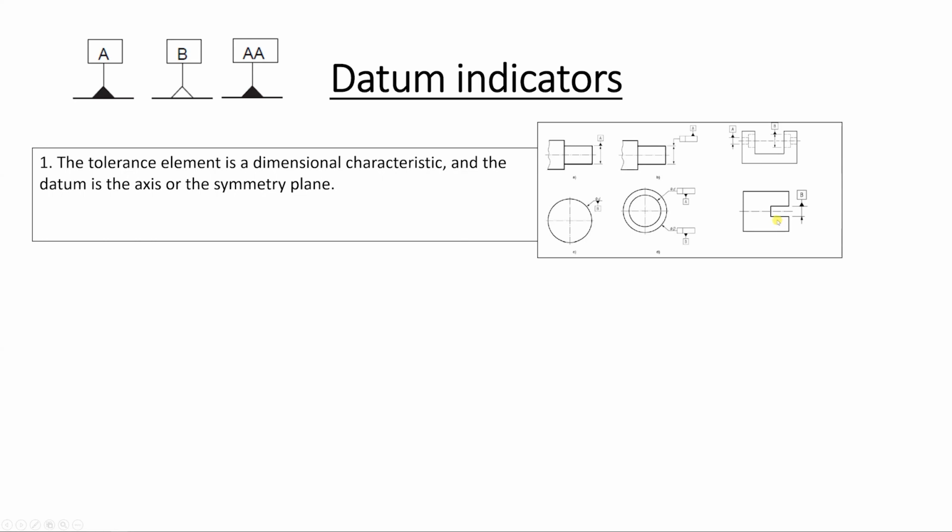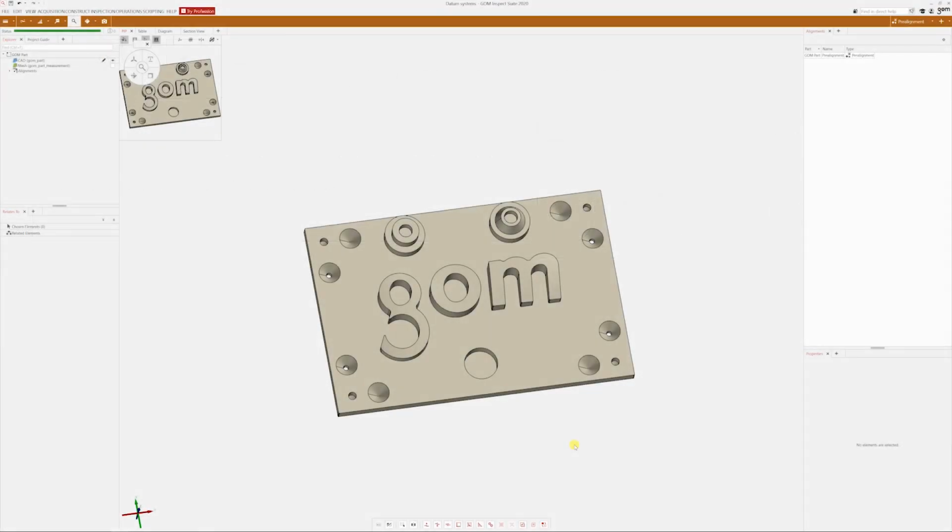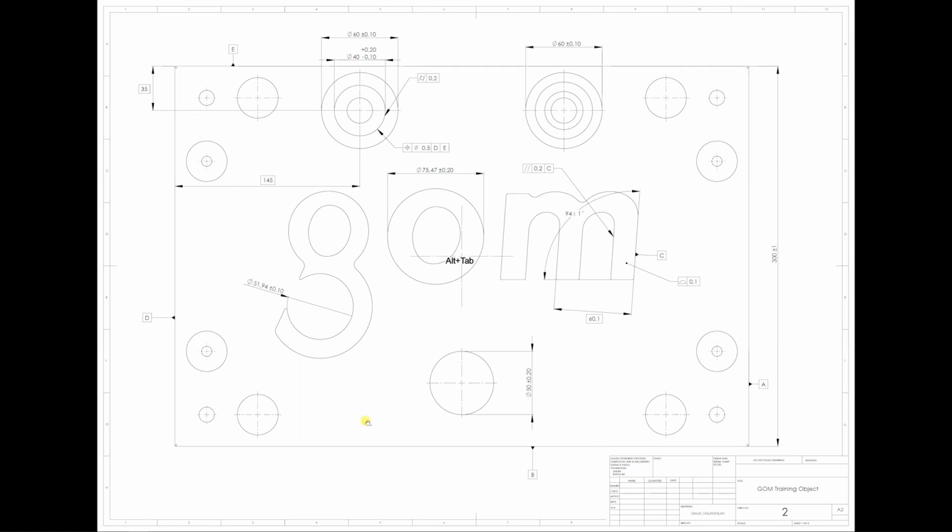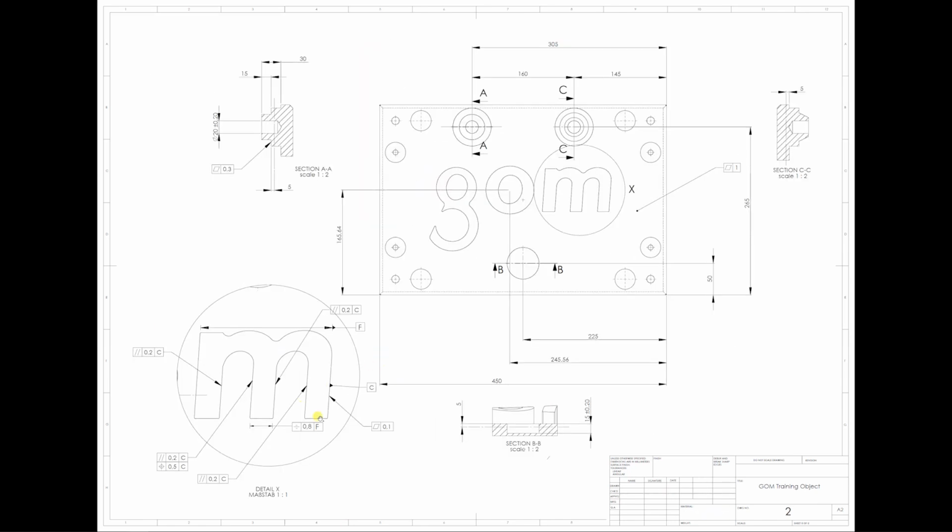Okay, so let's see an example of this done in GOM. For the first example, where the toleranced element is the dimensional characteristic and the datum is the axis or the symmetry plane, we will use the drawing of the part in GOM, where datum F is a symmetry plane, as we can see on the drawing. Okay, so as we see here, datum F is a symmetry plane.